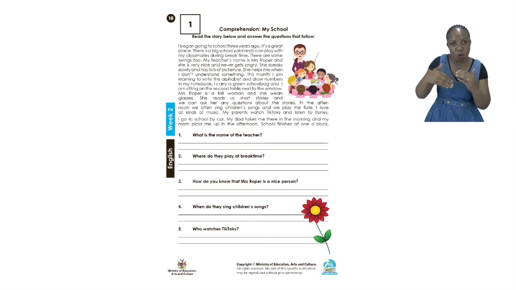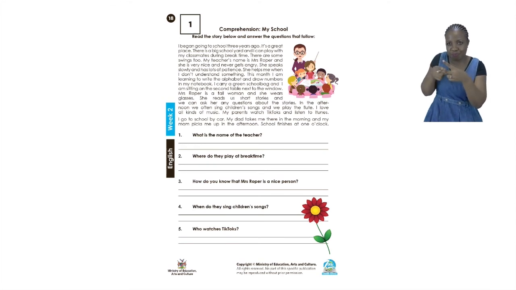I began going to school 3 years ago. It's a great place. There is a big schoolyard, and I can play with my classmates at the break. There are some swings too. My teacher's name is Mrs. Ropa, and she is very nice and never gets angry. She speaks slowly and has lots of patience. She helps me when I don't understand something. This month, I am learning to write the alphabet and draw numbers in my notebook. I carry a green school bag and I am sitting on the second table next to the window.